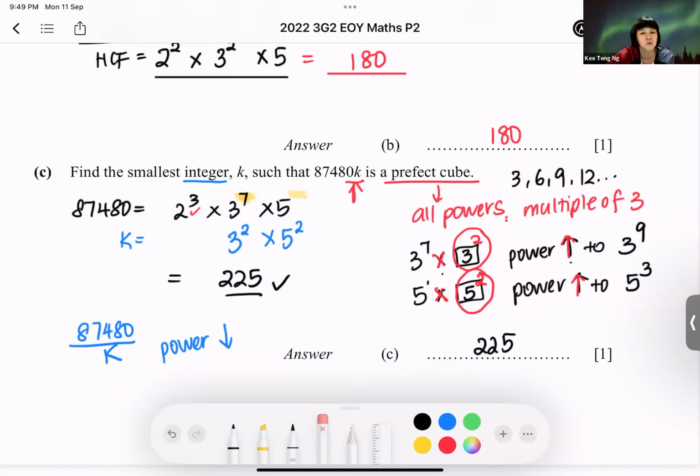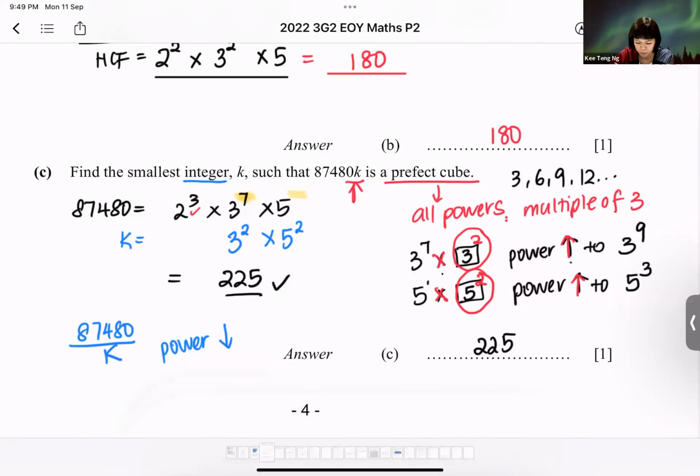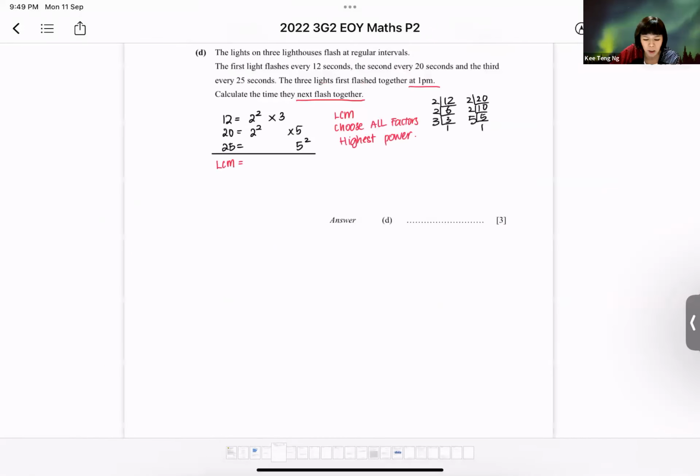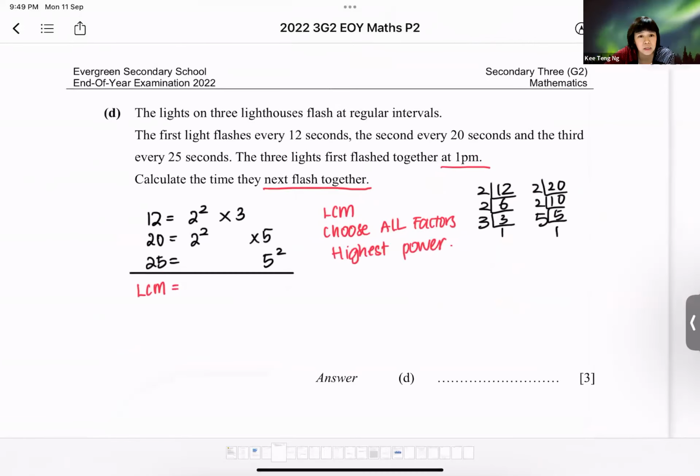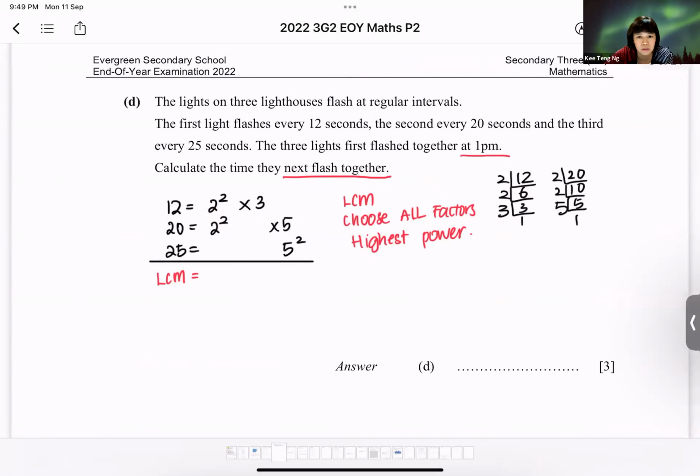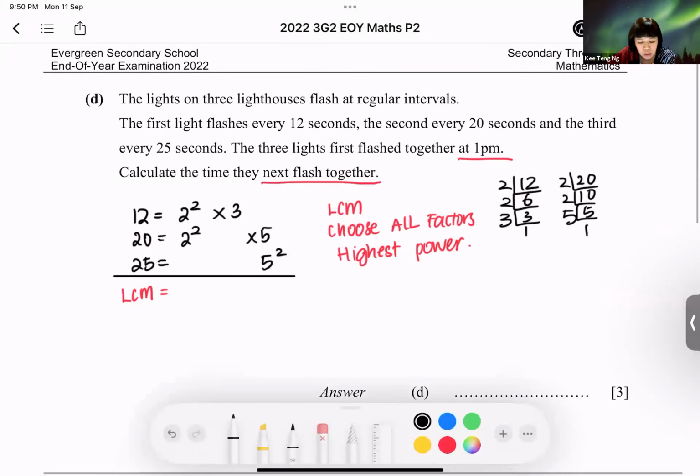Okay, so have you gotten your answer for this question? Okay, yes, then we shall move along to the next page. Next part. Now the question over here: the lights on 3 lighthouses flash at regular intervals. Now this is a very standard question. You must know how to do it.